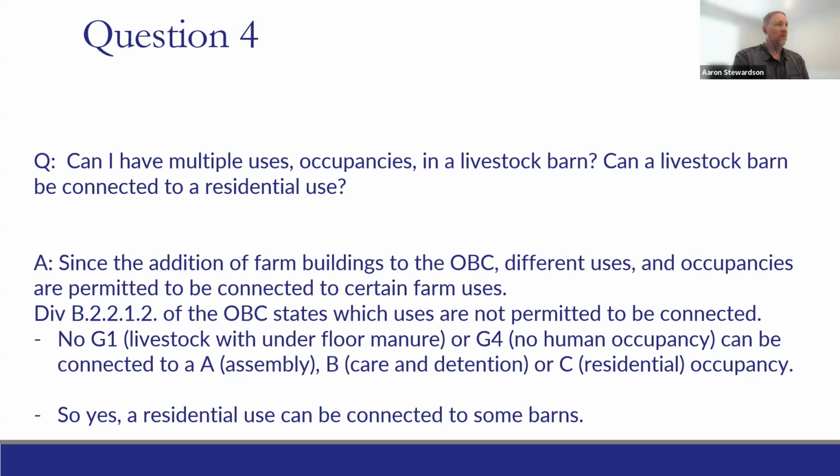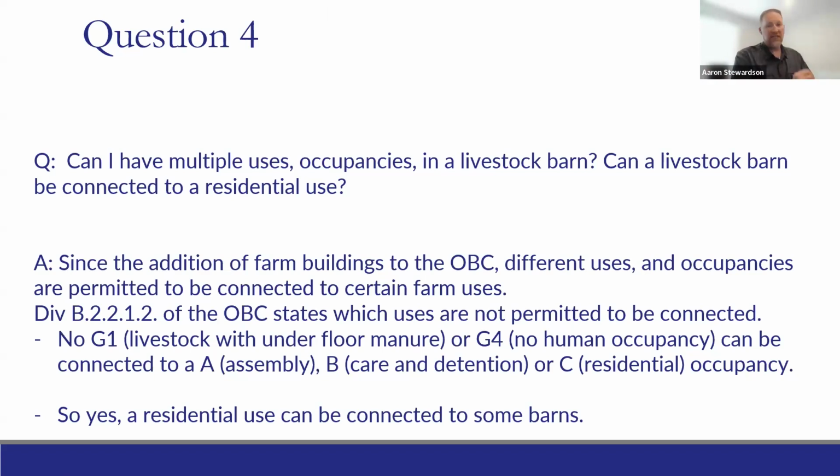So since the addition of farm buildings to the Ontario Building Code, different uses and occupancies are permitted to be connected to certain farm uses. So I put the clause here, right? Division B 2212, that comes out of the Ontario Building Code, states which uses are not permitted to be connected. So no G1 or G4 can be connected to an assembly, a care detention, or a residential occupancy, right?